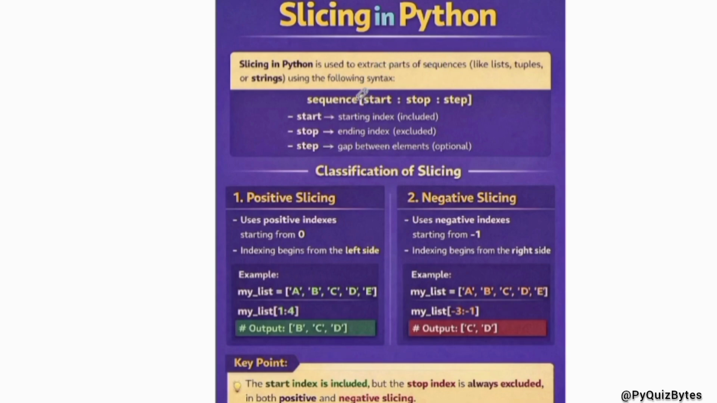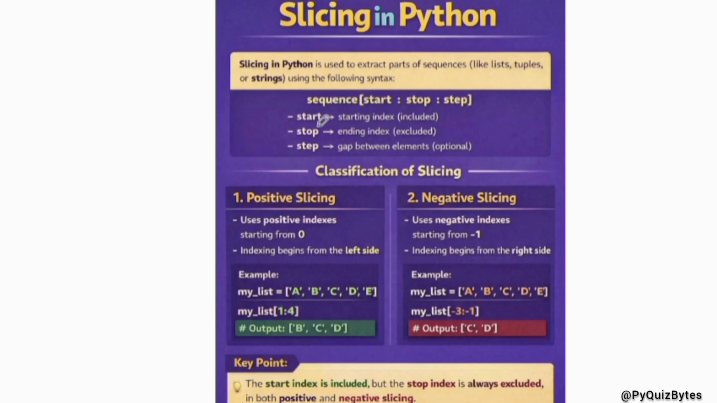Coming to the syntax, sequence of start, stop, step. It consists of 3 parameters: start, stop, step. Each one is separated by a colon, and all 3 of them should be enclosed in square brackets. Start will indicate the starting index, that is included, meaning it will specify where the slicing has to start. The default value of start is 0. If you don't specify the start, by default it will take 0.